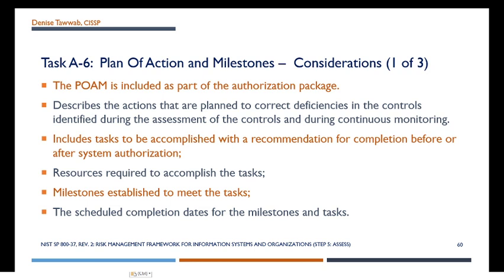Okay, the POAM is included as part of your authorization package for the system. The POAM describes the actions that are planned to correct deficiencies in the controls that were identified during the assessment of the controls and/or during continuous monitoring. The POAM includes tasks to be accomplished with the recommendation for completion before or after system authorization, the resources required to accomplish the task, the milestones that have been established to meet the task, and also the scheduled completion dates for the milestones and tasks in the POAM.